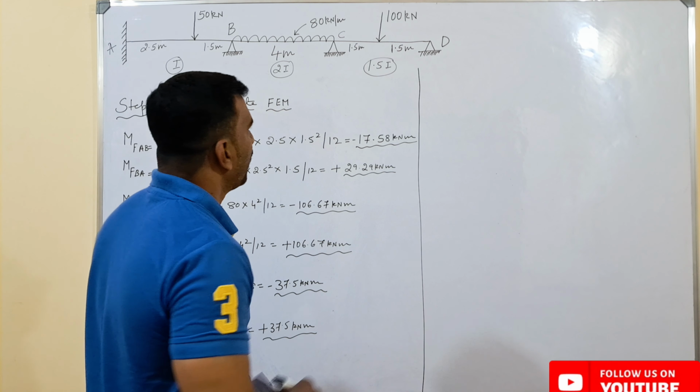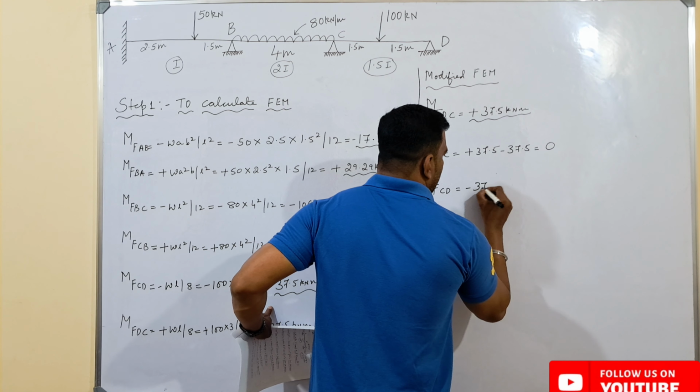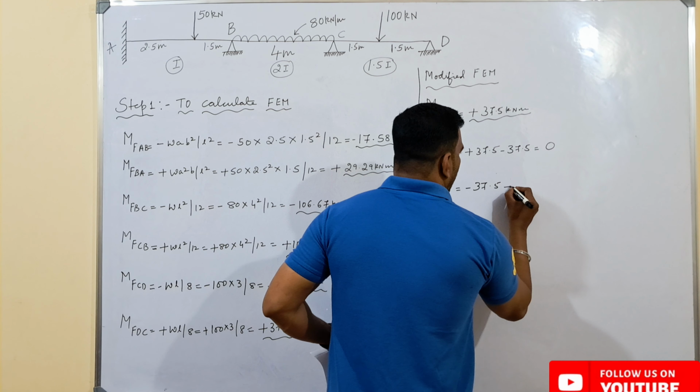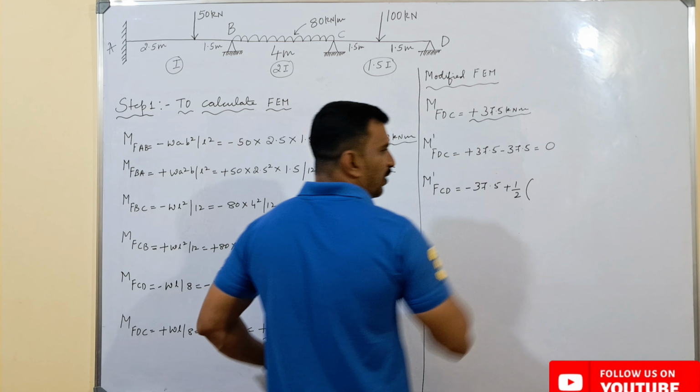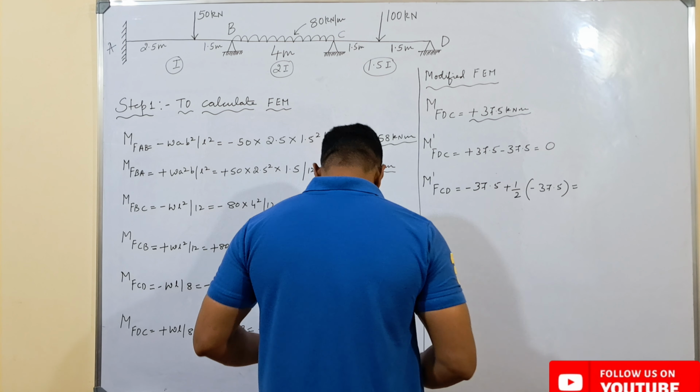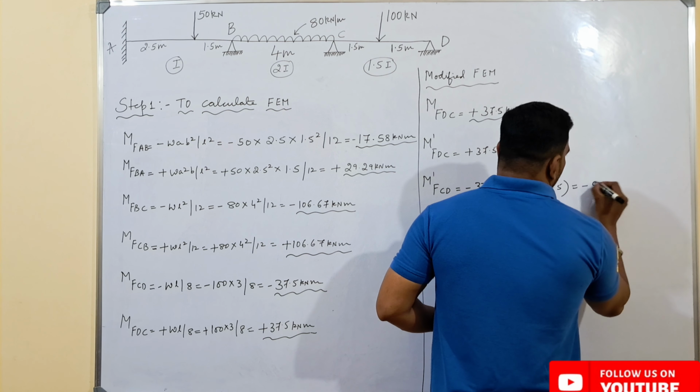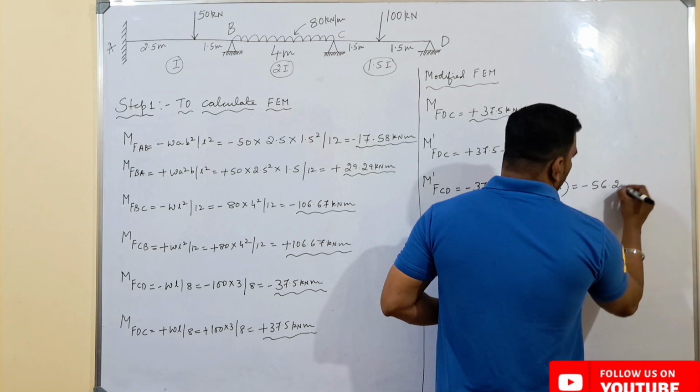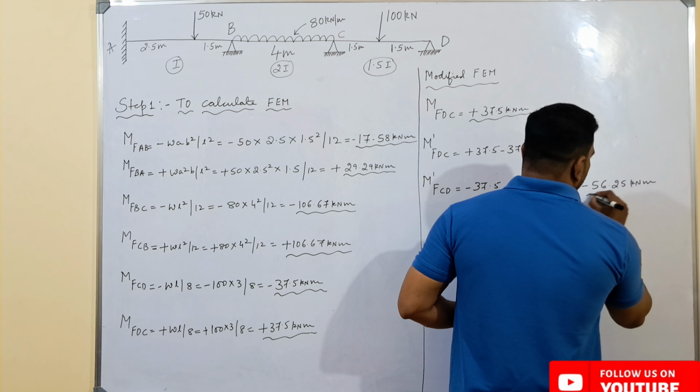Next we have to find out the modified fixed end moment for C to D. From the moment distribution method we know that whenever we are considering an additional moment, half of that moment has to be carried over to the other end of the same member. So here we have the fixed end moment from C to D as minus 37.5 plus half of the moment we have considered here, that is minus 37.5, which will be equal to minus 56.25 kilonewton meters.